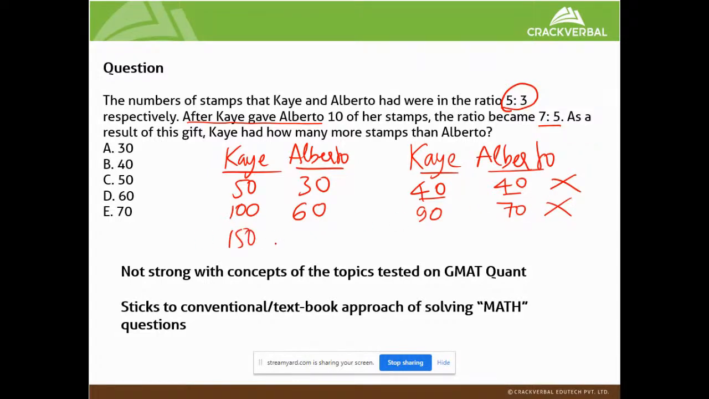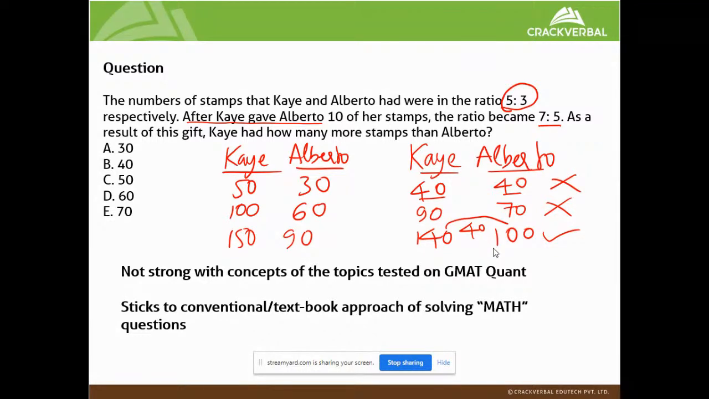Now 150, 90, 140, 100. 140 and 100 are definitely in the ratio of 7:5. I can very well find out the difference to be 40. And how much time did you think I took here? I probably took half the time that I took in solving the question using the conventional variable approach, right?